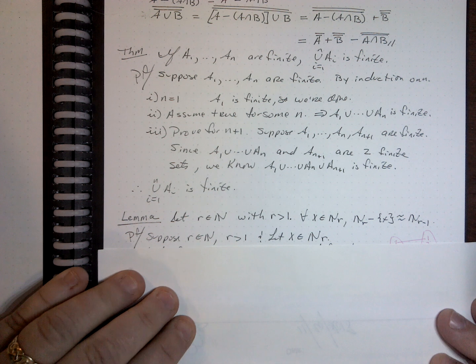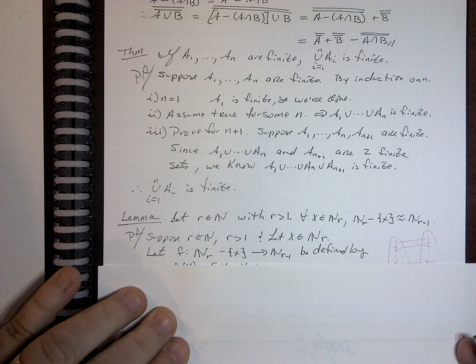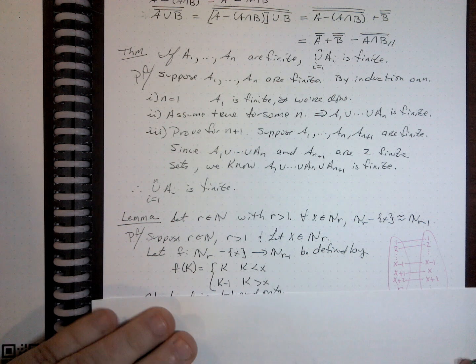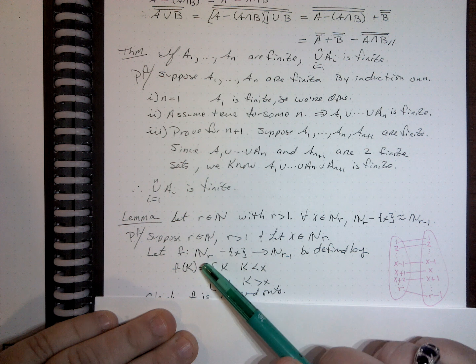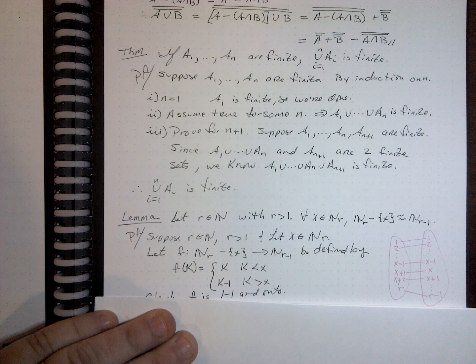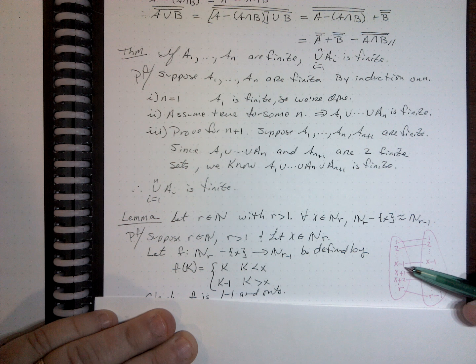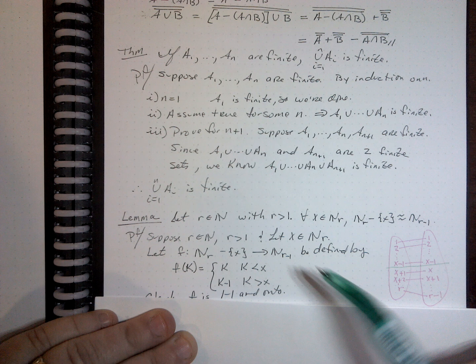Now, we need to create a mapping from here to here. And I have a little picture over here in pink that might help. But let me do this here. So let F be a mapping from N sub R minus X to N sub R minus 1. So this represents N sub R minus the X. See, I got 1, 2, dot, dot, dot. The X here is missing. So what's going to happen is anything less than X gets mapped to itself. Anything bigger than X gets mapped to one less. So that's what this mapping is.